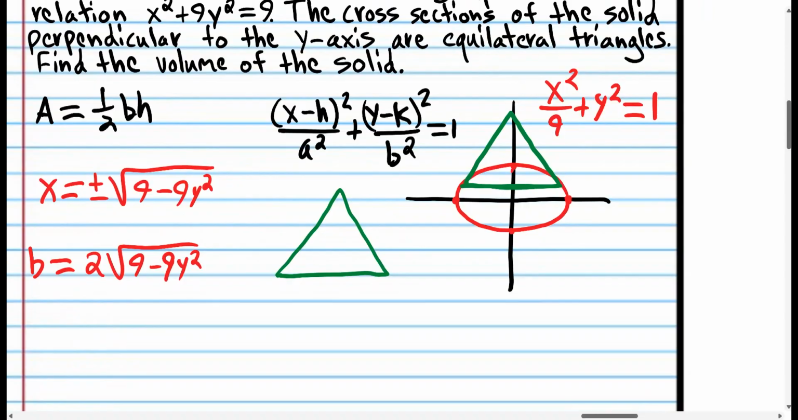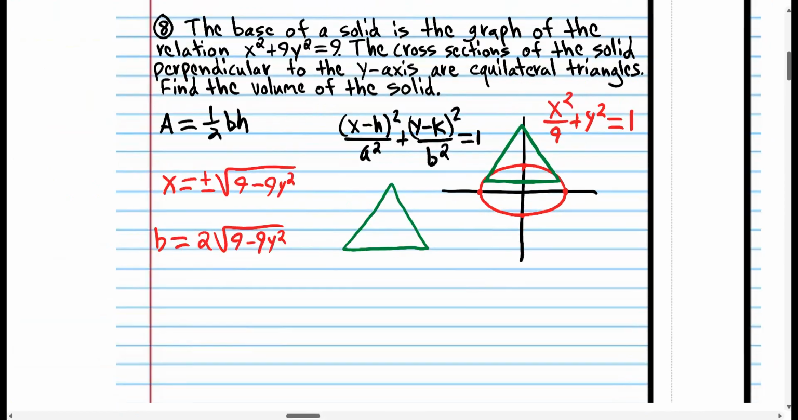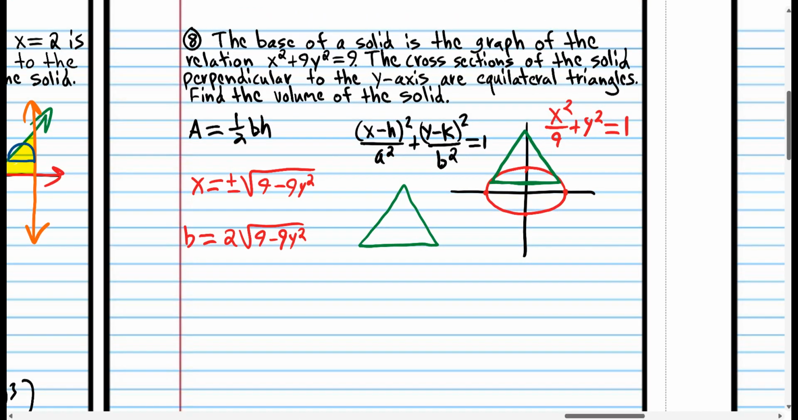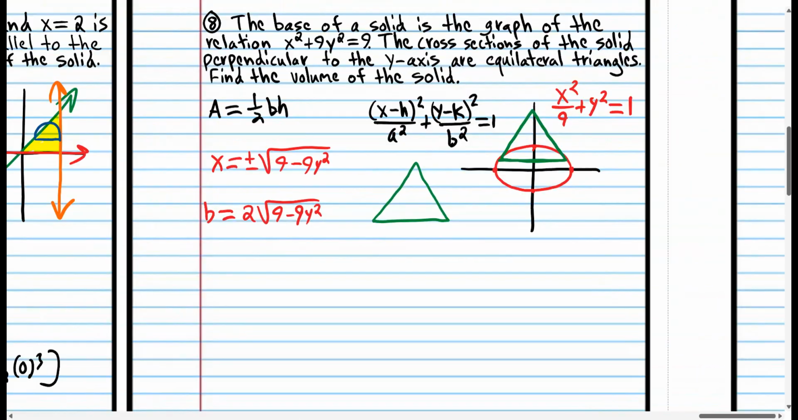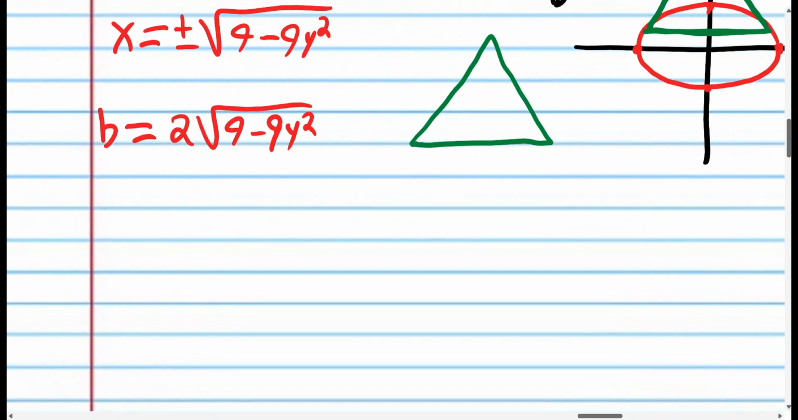So the positive version of this, again, that's this length here, but if we double that, we get the whole length, the orange plus the purple. That's what we want. So that's the base. 2 root 9 minus 9y squared.